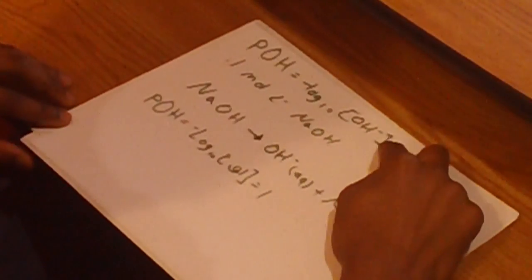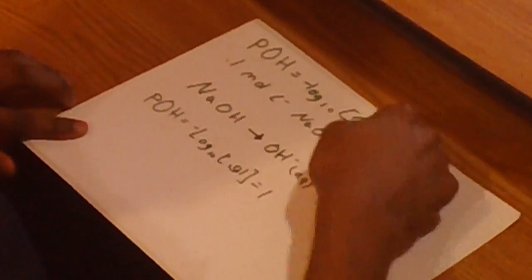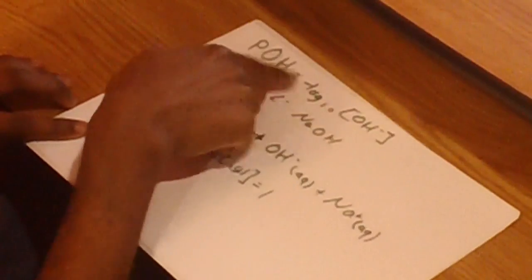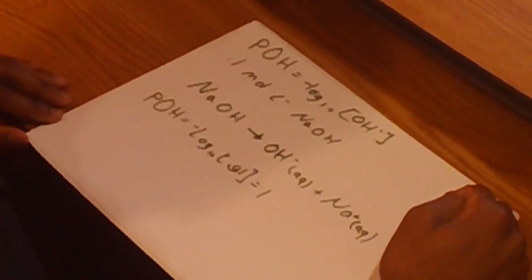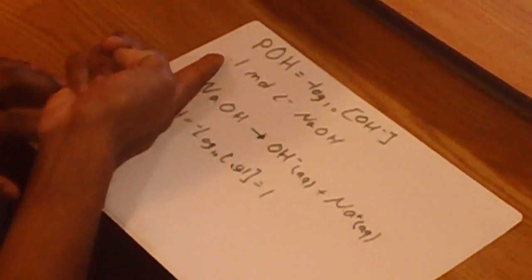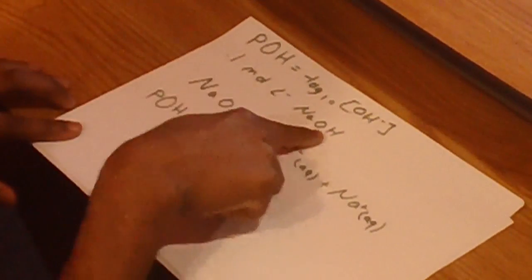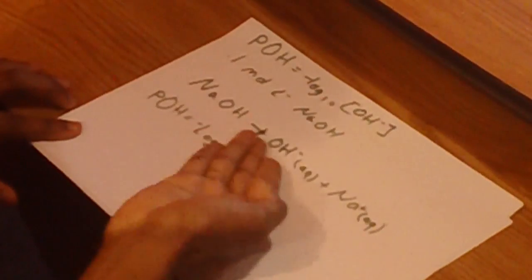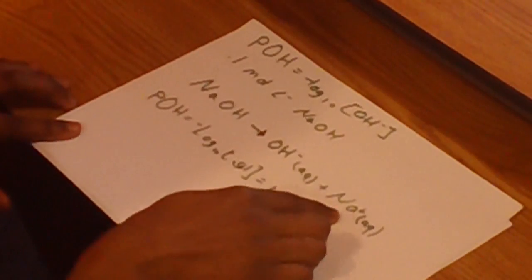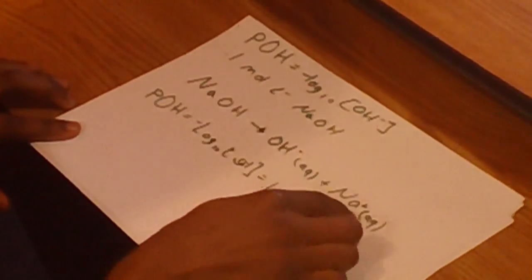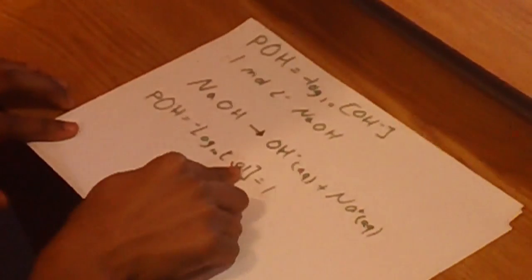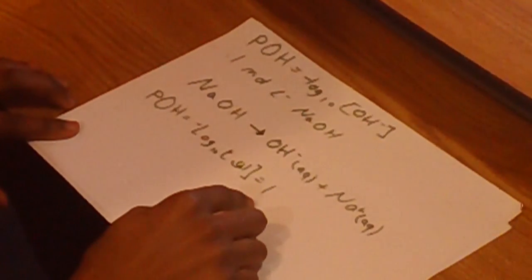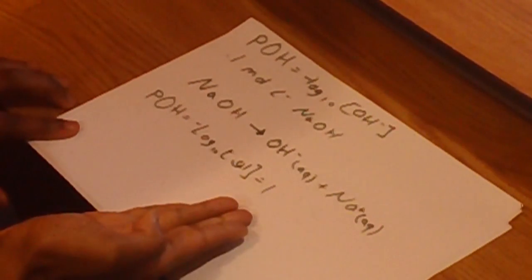To calculate the pOH of a base, we use this formula: pOH equals negative log base 10 of OH minus. To find the pOH of 0.1 molar NaOH, sodium hydroxide, first you write the balanced equation. Then you plug it into the calculator as so. pOH equals negative log of 0.1 equals 1. And that would be your answer for pOH.